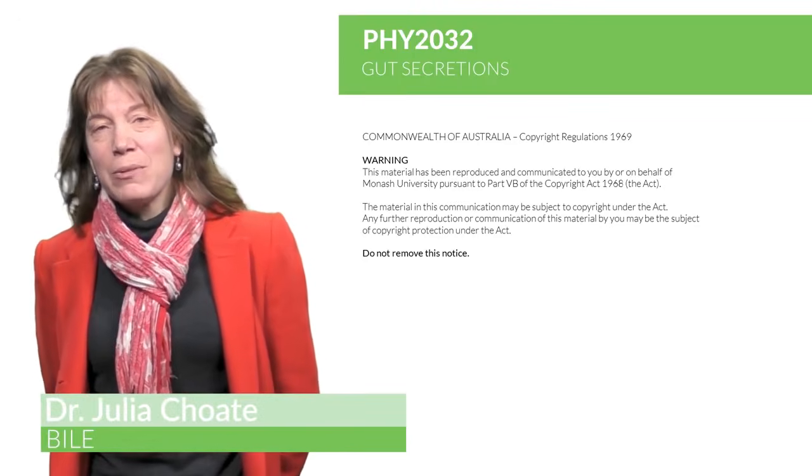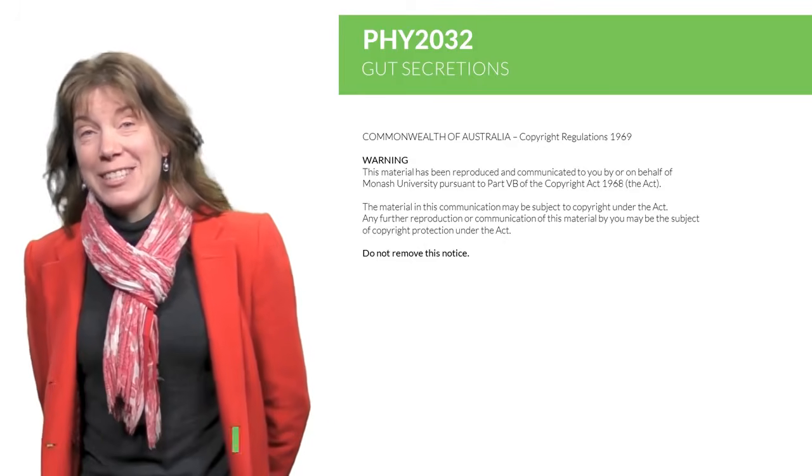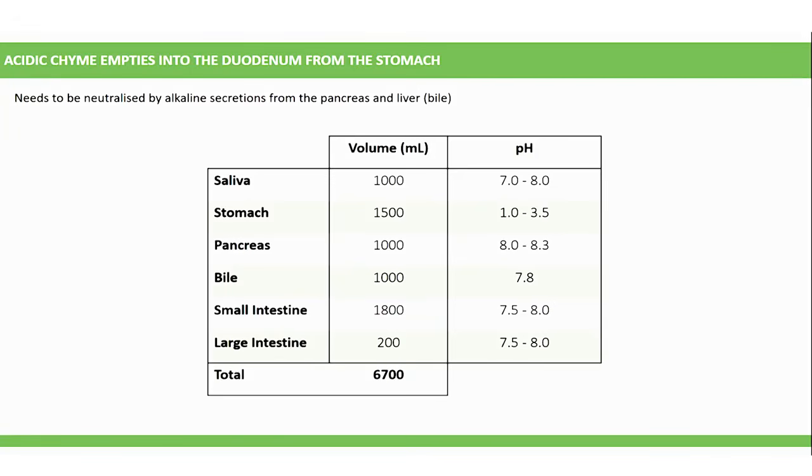In this next video, we will be looking at the role of bile in digestion. The acidic chyme from your stomach empties into your duodenum and it needs to be neutralised by alkaline secretions. And these alkaline secretions come from your pancreas and from your liver, so your liver secretes bile.